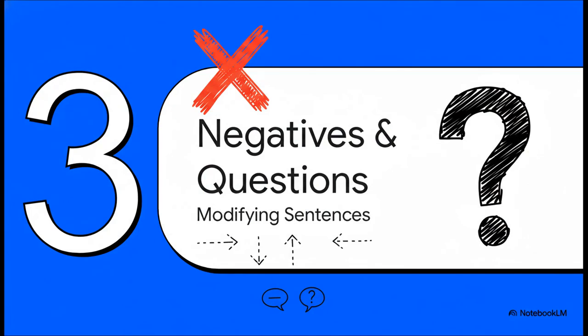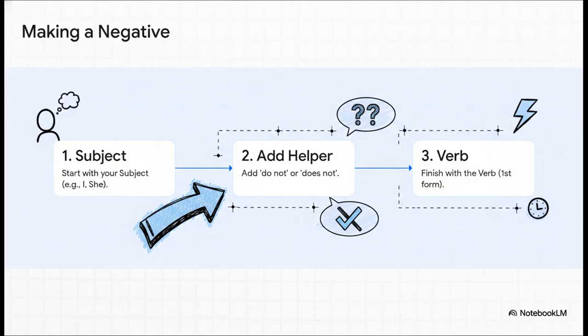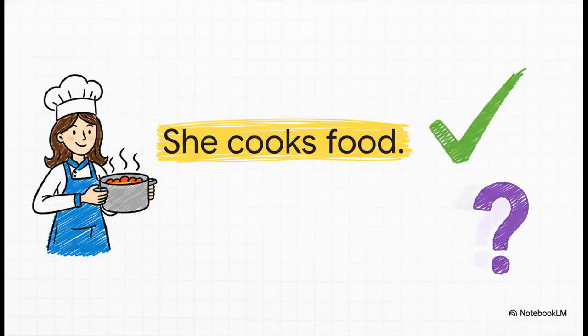Awesome job. You've got the basic positive sentence down. Now it's time to level up and learn how to modify it. So in this section, we're going to cover how to say no and how to ask questions. Making a sentence negative is actually a really simple three-step recipe. You just start with your subject, add the magic words do not or does not, and then finish up with your verb.